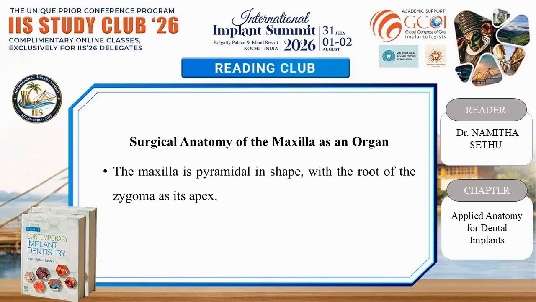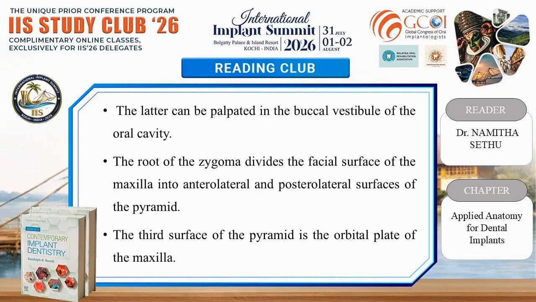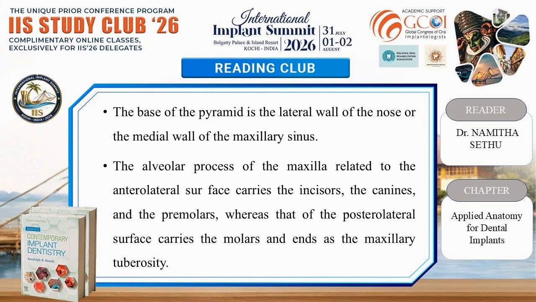Surgical anatomy of the maxilla as an organ. The maxilla is pyramidal in shape, with the root of the zygoma as its apex. The latter can be palpated in the buccal vestibule of the oral cavity. The root of the zygoma divides the facial surface of the maxilla into anterolateral and posterolateral surfaces of the pyramid. The third surface of the pyramid is the orbital plate of the maxilla. The base of the pyramid is the lateral wall of the nose, or the medial wall of the maxillary sinus.